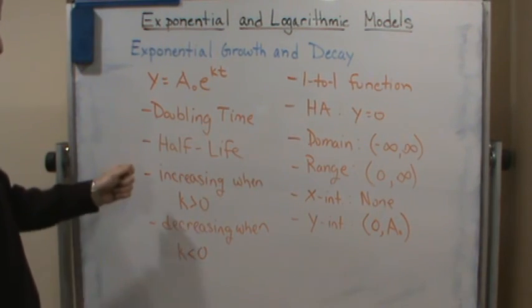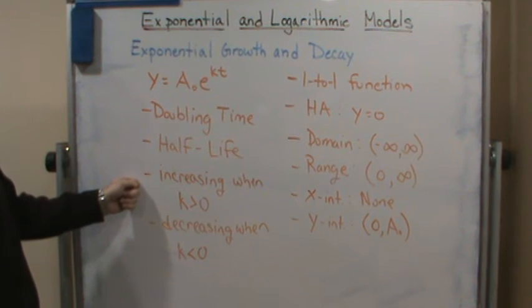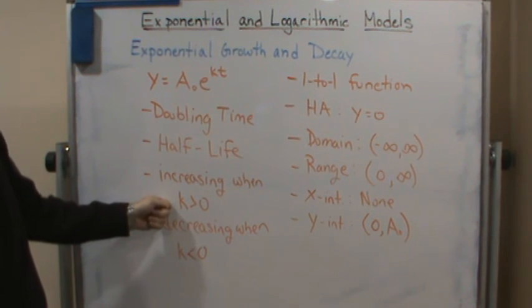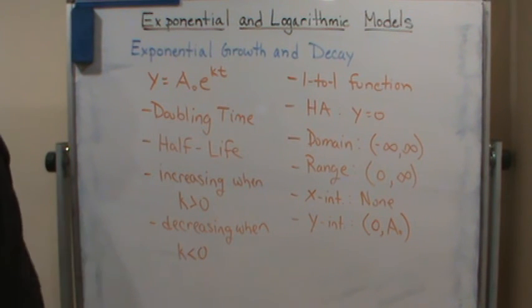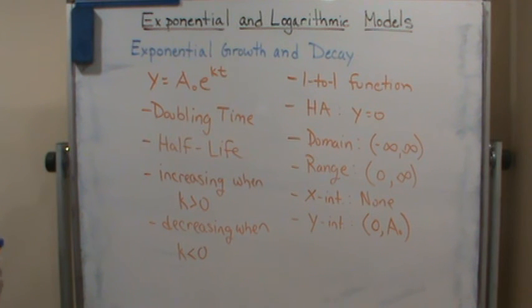We have an increasing function when k is positive, and a decreasing function when k is negative. Those are the characteristics that we're going to want to keep in the back of our mind and know for this section.